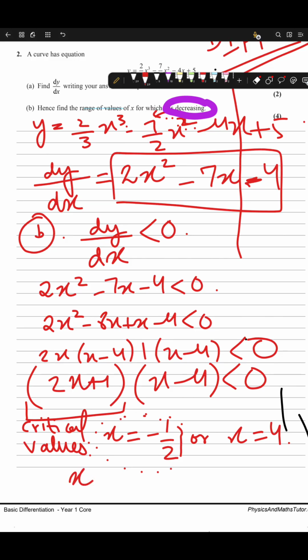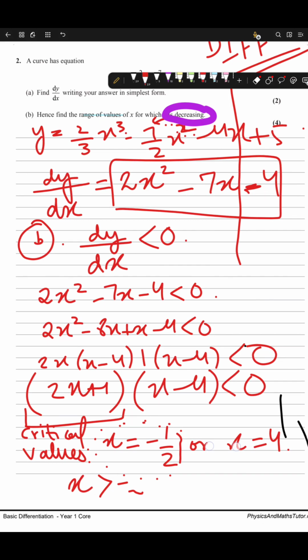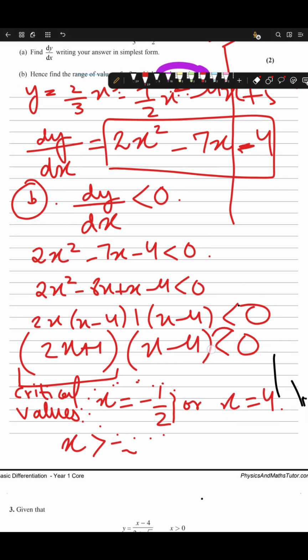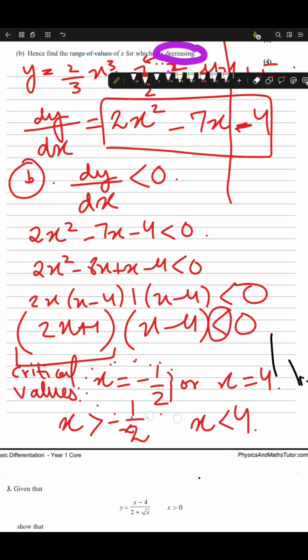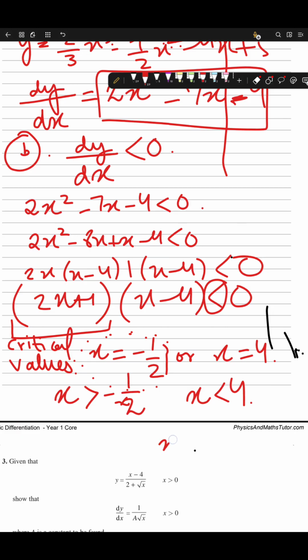For inequalities, whenever you have a negative answer, you just shift the sign of the inequality. If this is less than 0, so x is going to become greater than negative half, right? I just flipped the shape of the inequality. Over here it was less than, I made it greater. For the negative numbers it's going to be greater, and for the positive numbers it's going to be the same. So x is less than 4 and greater than negative half, so x is in between negative half and 4.